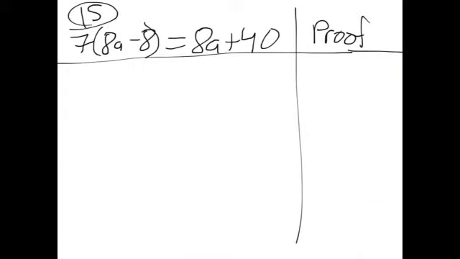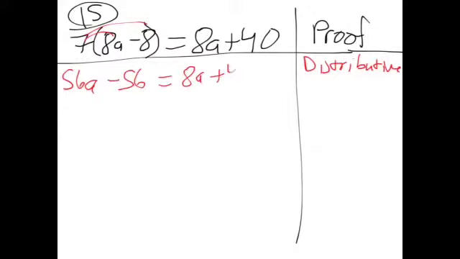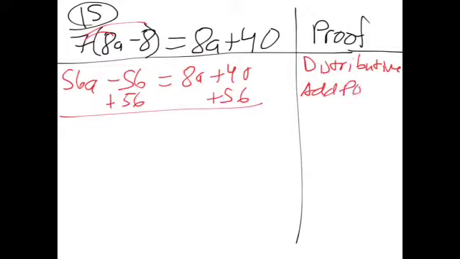Moving on to 15, I'm going to start out by distributing, just so I can help simplify my left side. So this is going to be the distributive property. 7 times 8a is going to be 56a, and 7 times negative 8 is going to be negative 56. Right side is going to stay the same because there's no distribution going on. And now I'm going to add 56 to both sides.